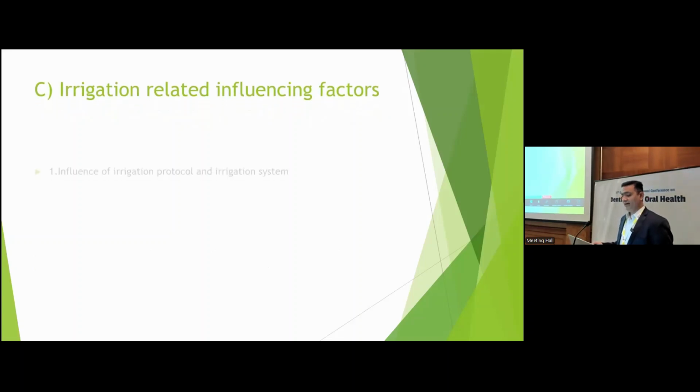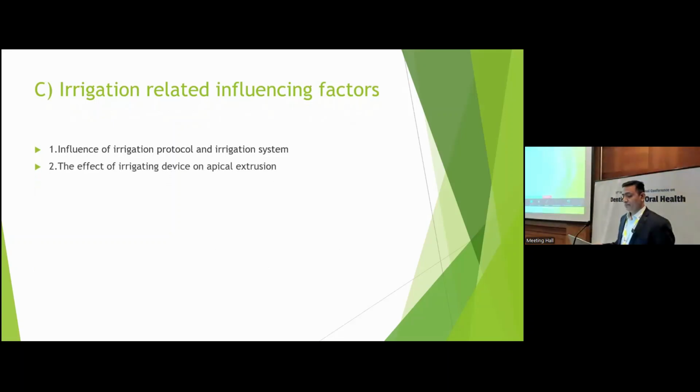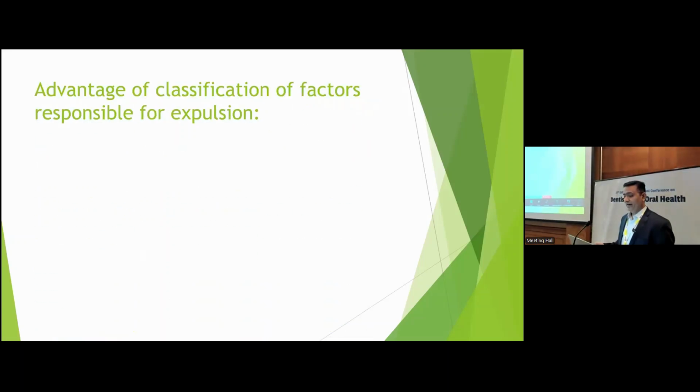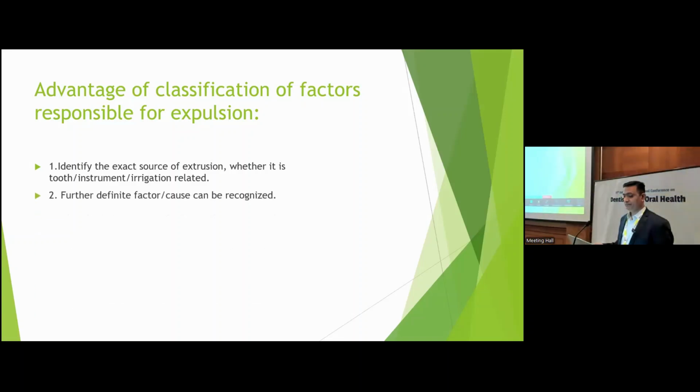Irrigation-related influencing factors are the irrigation protocol and irrigation system, different types of irrigation devices, and different irrigating solutions. The advantage of this classification is to identify the exact cause of extrusion, whether it is tooth, instrument, or irrigation related. Further definite factors can also be recognized.